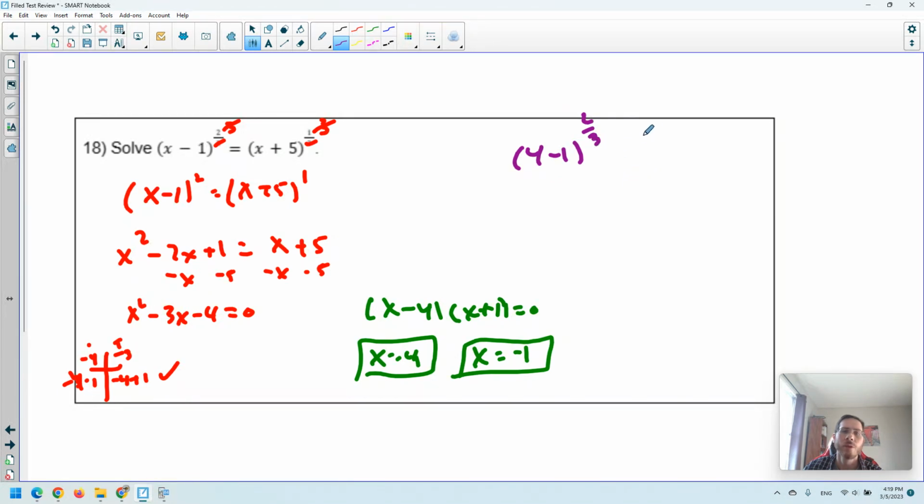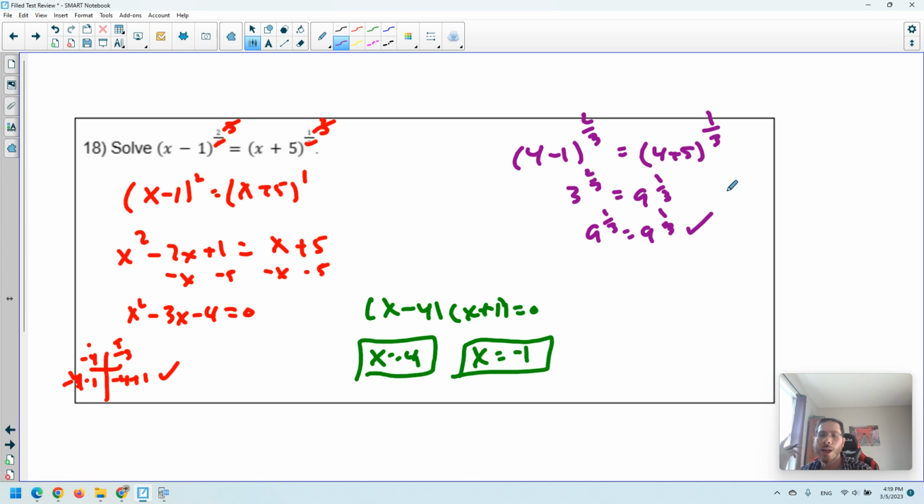So if I check 4, 4 minus 1 to the 2/3 is equal to 4 plus 5 to the 1/3. All right, well, if we simplify it down, 3 to the 2/3 equals 9 to the 1/3. Well, that doesn't seem great, but I can do 3 squared, and I will get 9 to the 1/3 equals 9 to the 1/3. So that one will check out. I'm pretty happy seeing it as 9 to the 1/3 and 9 to the 1/3. So I think I like 4. I think 4 is looking pretty good.